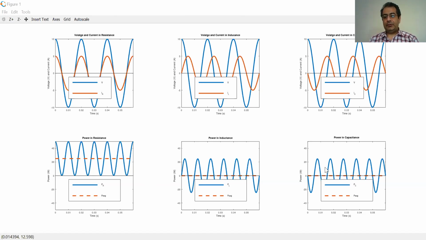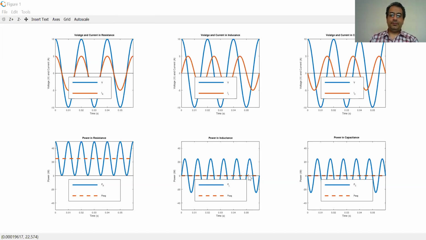The same here, if you look at the bottom row and the very right image, which is for capacitance. The same thing applies, the only difference is that here it is stored first. Whenever it is positive, it stores the energy. Whenever it's negative, it releases the energy. So in the capacitance, it stores the energy, then the next half cycle it releases it, the next half cycle it stores it, the next half cycle it releases it.